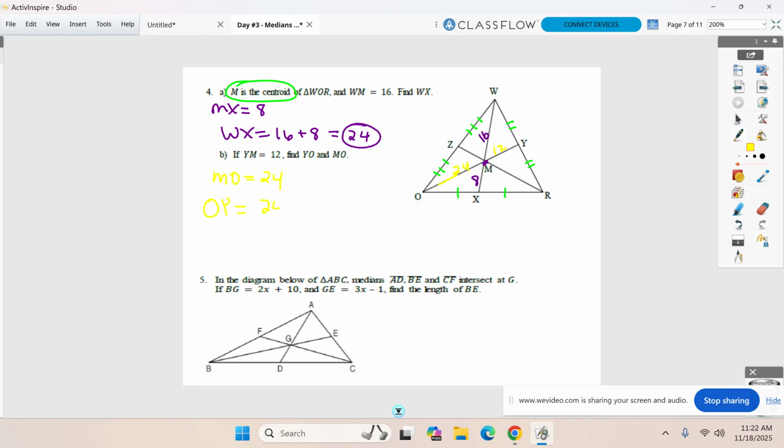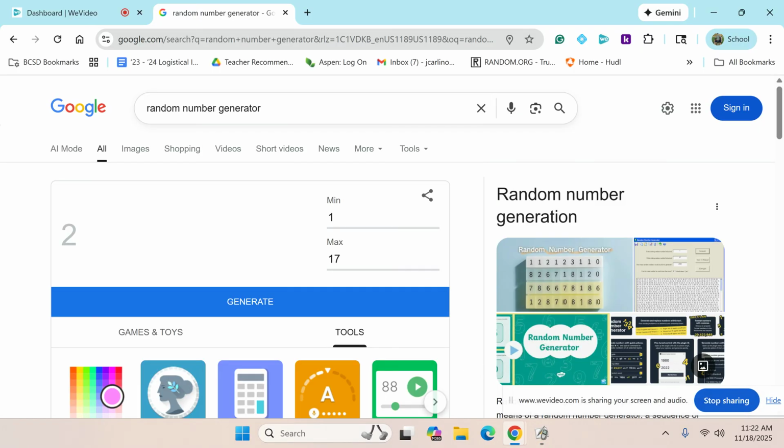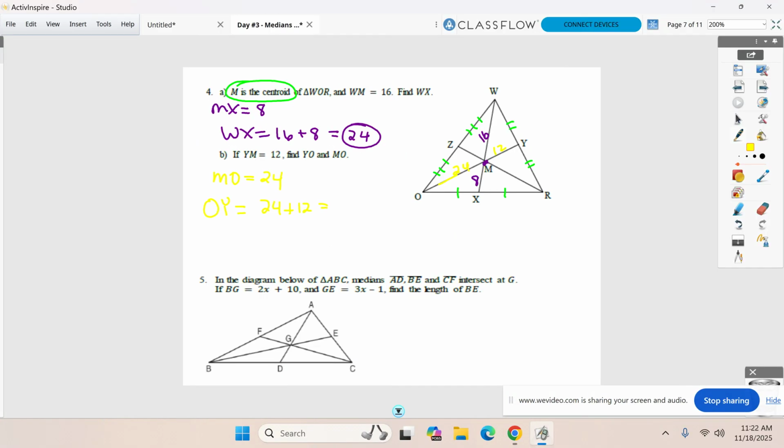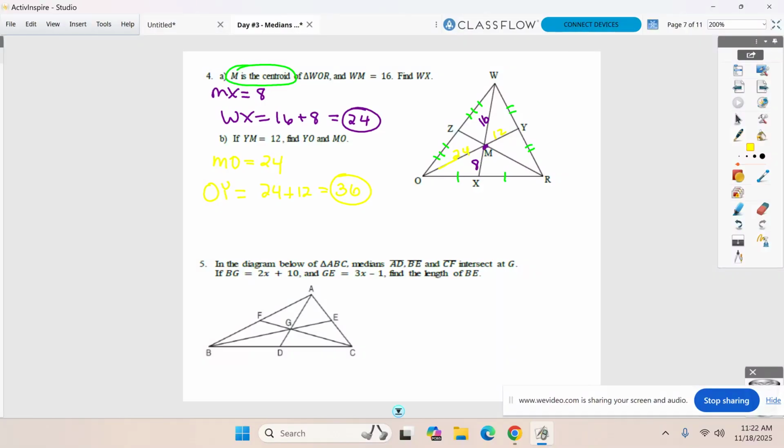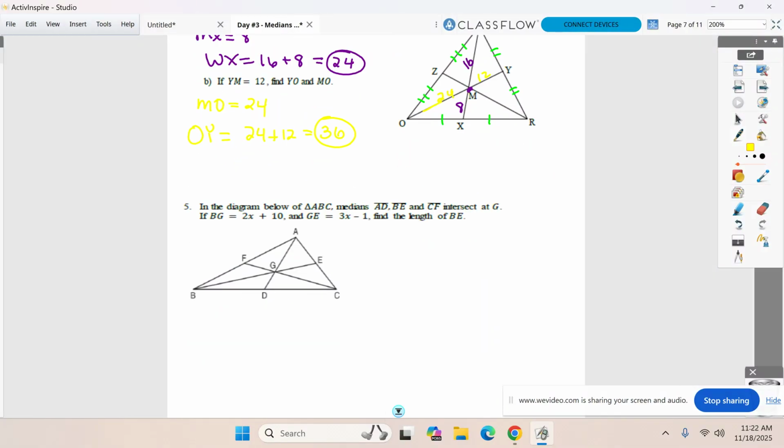YO. Got 24, 12. How long is the whole piece? Whole piece, how long do I have there, Sophia? 36. Good job. Okay, usually kids are happy when they do numbers, but now I'm going to throw x's in here, and we'll see if we really understand this centroid theorem.